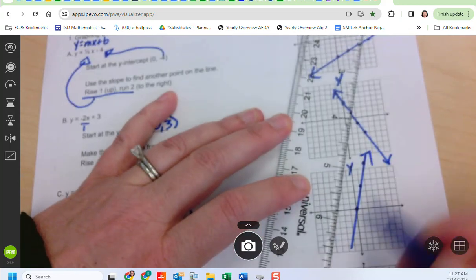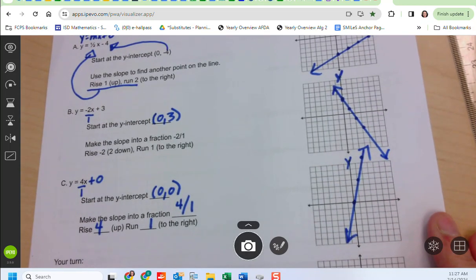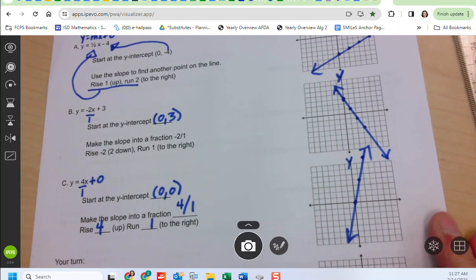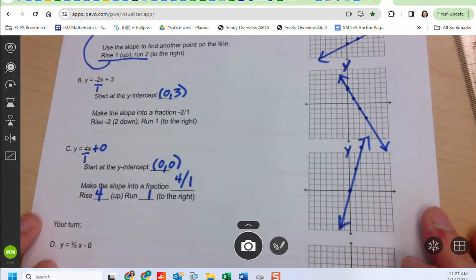Okay. All right, so now there are two problems that say your turn. So you're going to do the same thing to graph these two. You do not want to use Desmos. You want to be able to do this without Desmos. I'll come around and see if you need any help.